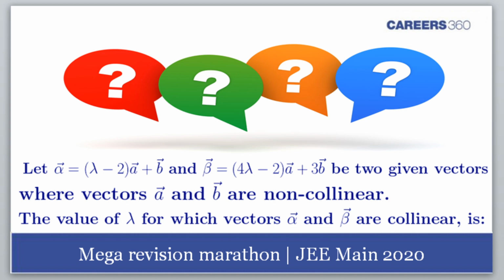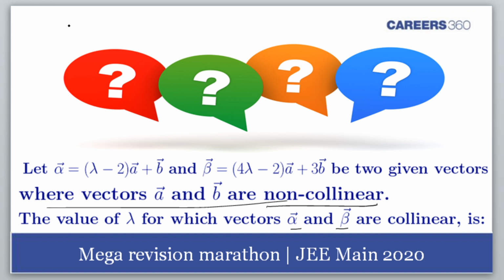Yes, students. Then let's look at this. We have alpha vector as lambda minus 2 a plus b, and beta vector is 4 lambda minus 2 a plus 3 b. These are two given vectors. Now, what is being asked? Where vectors a and b are non-collinear, please mark it, find the value of lambda for which vectors alpha and beta are collinear.